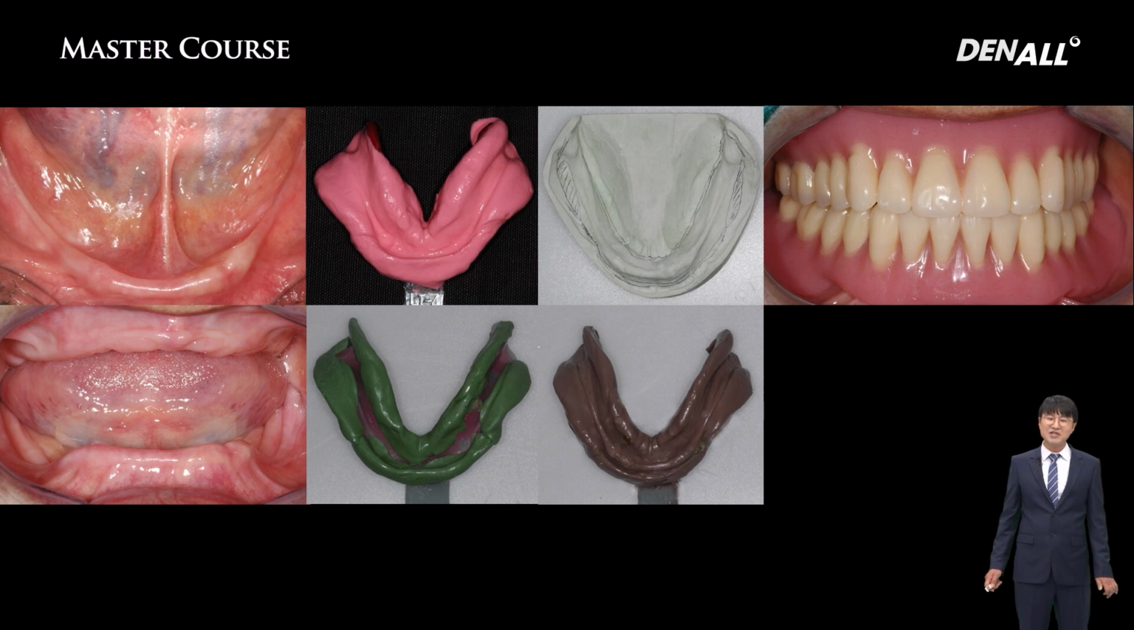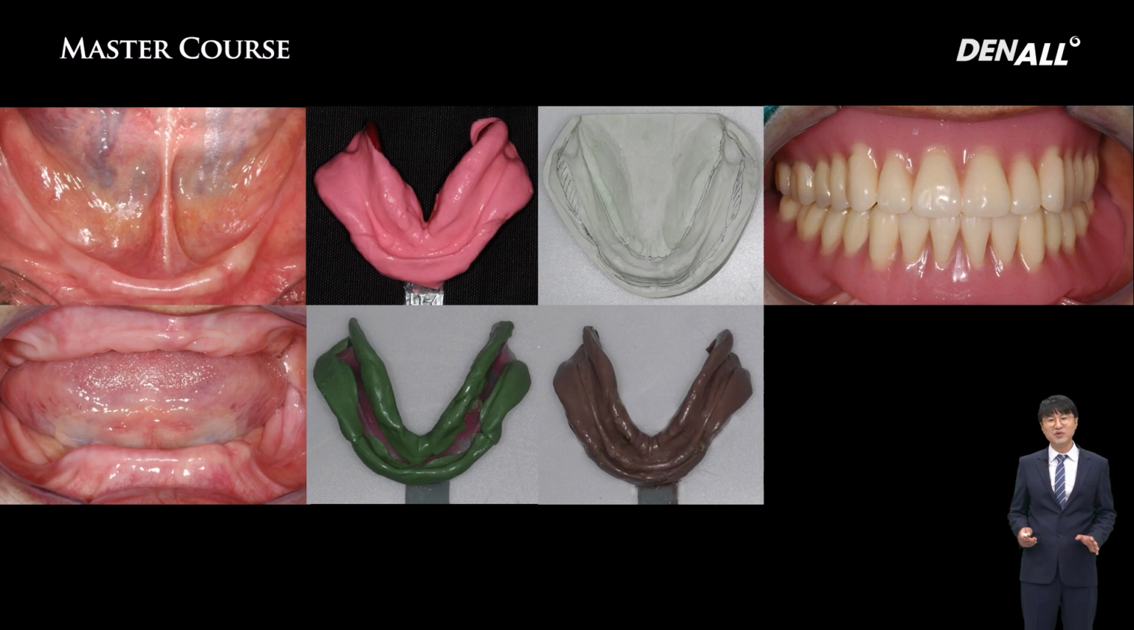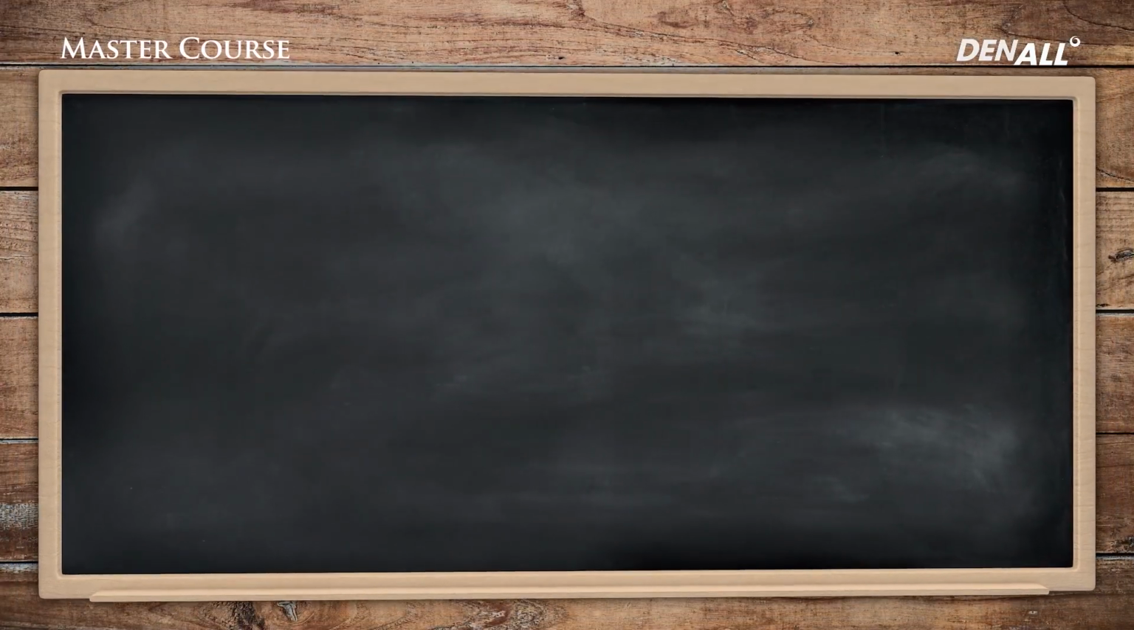On the anterior side, if there's no bone to place implants, then a full denture might be the only option, and a full denture on the mandible side is very hard to give satisfaction to a patient. So rather than a full denture, just placing even 2 implants is helpful to the patient as well as to the surgeon.